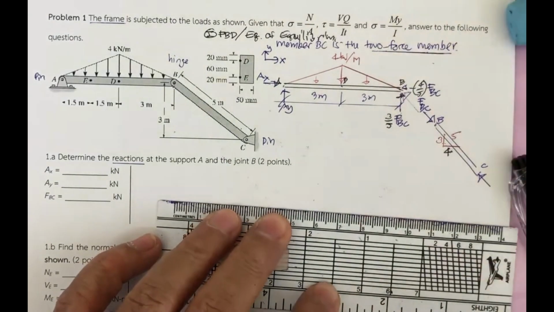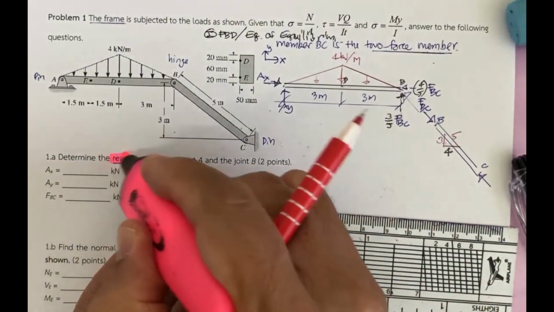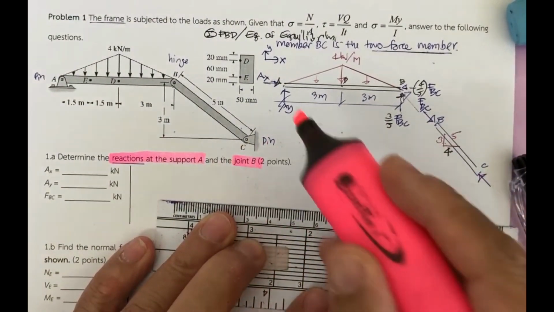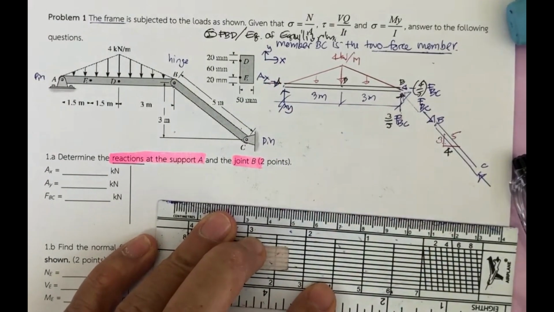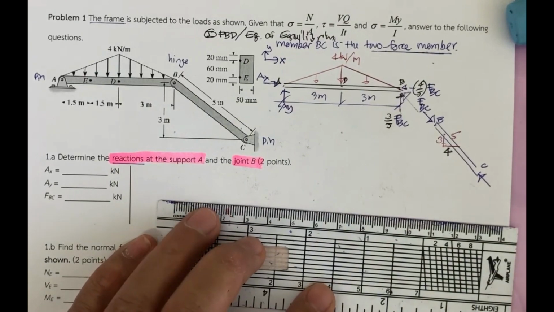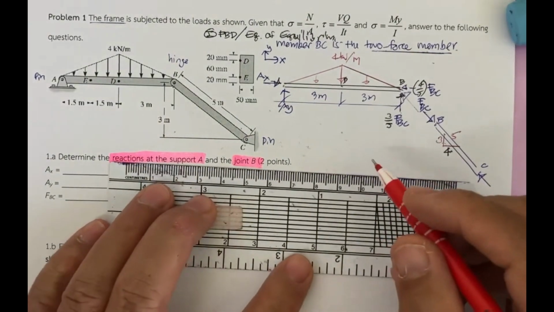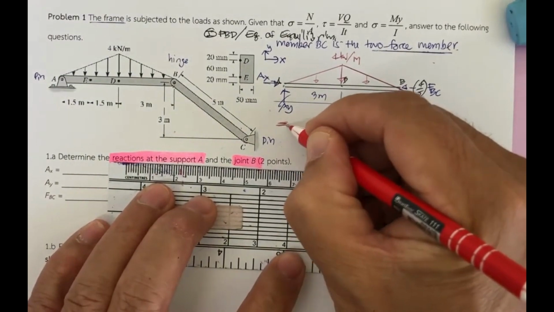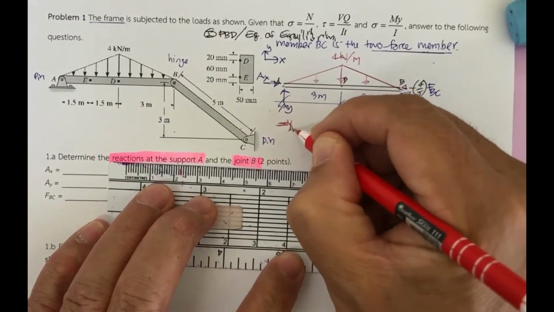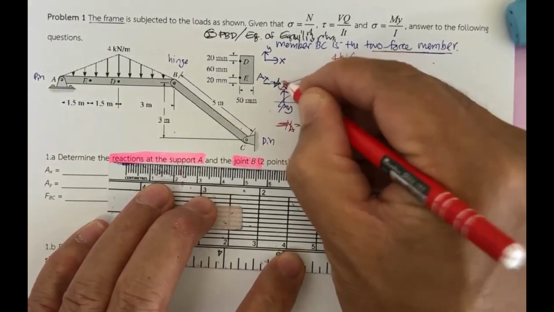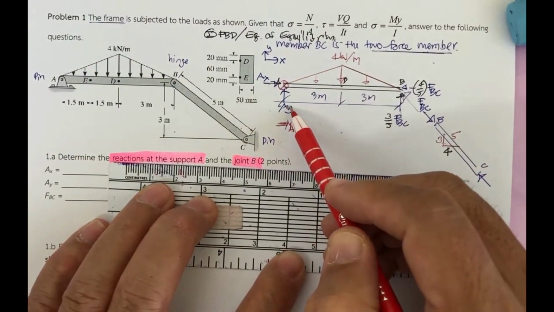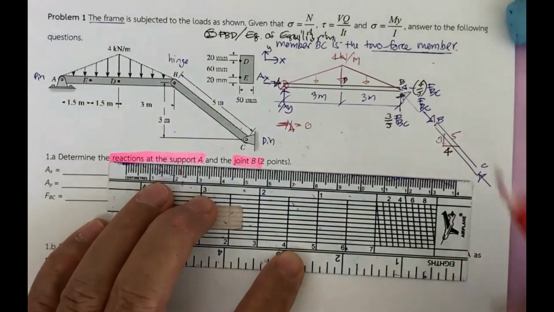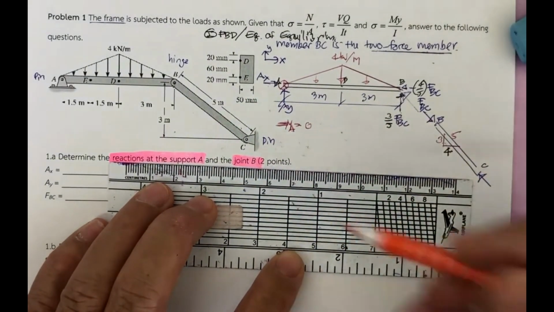They ask us to determine the reaction at the support A and the joint B. That means A sub X, A sub Y, and F sub BC. By doing this, we have 3 equations of equilibrium: summation of F sub X equal to 0, summation of F sub Y equal to 0, summation of moment equal to 0. We start by taking the moment at point A to eliminate the unknown A sub X and A sub Y from our equation.